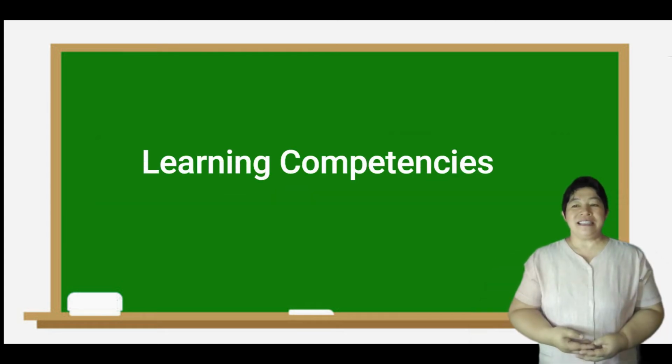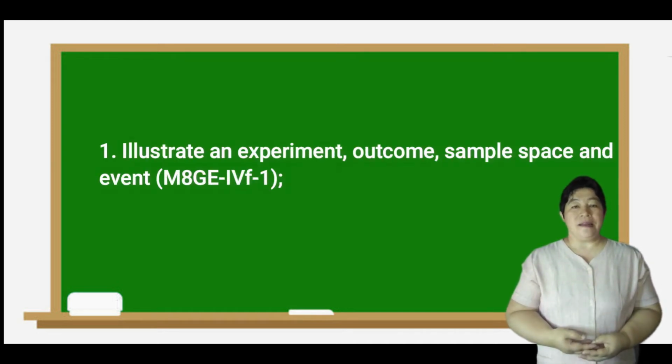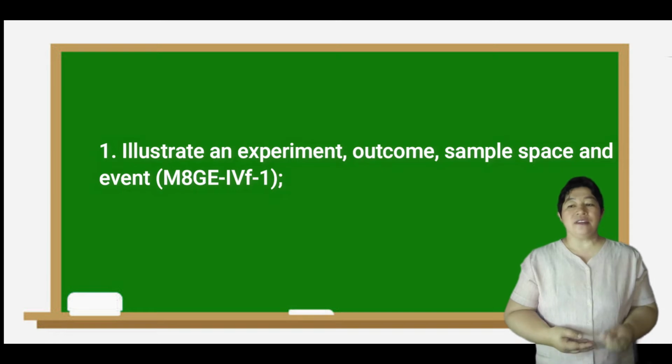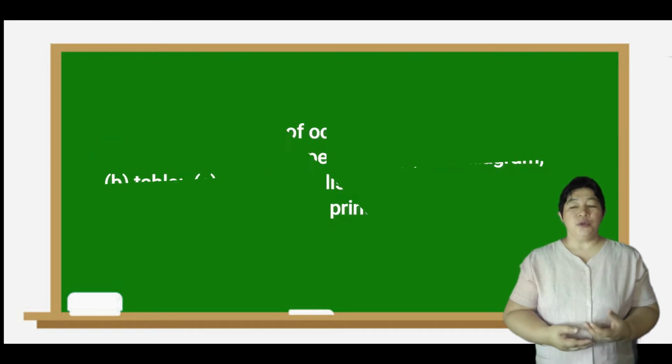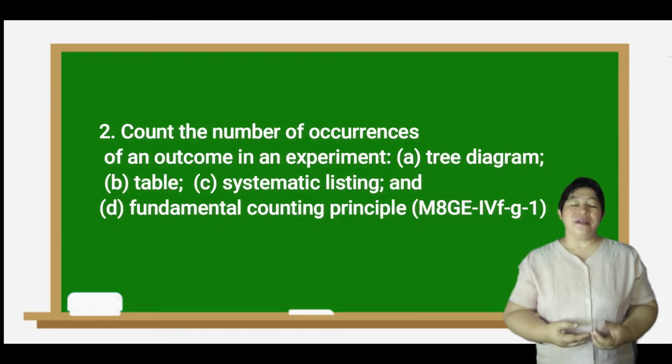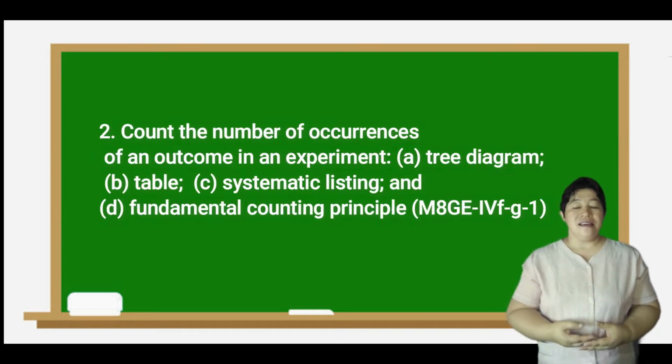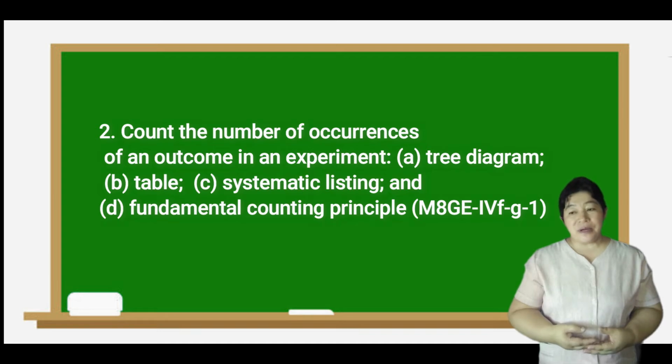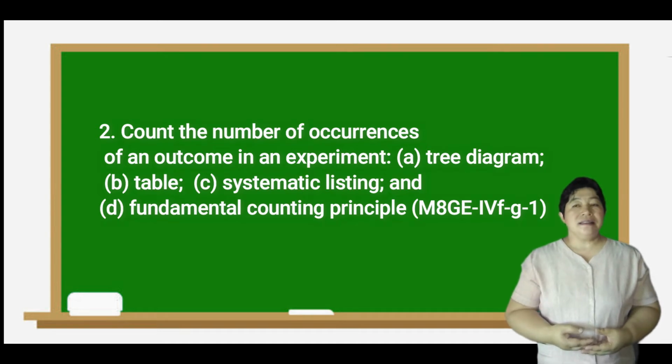So what are expected of you at the end of this video? These are the learning competencies. 1. Illustrate an experiment, outcome, sample space, and an event. 2. Count the number of occurrences in an experiment using a tree diagram, a table, systematic listing, and multiplication rule.